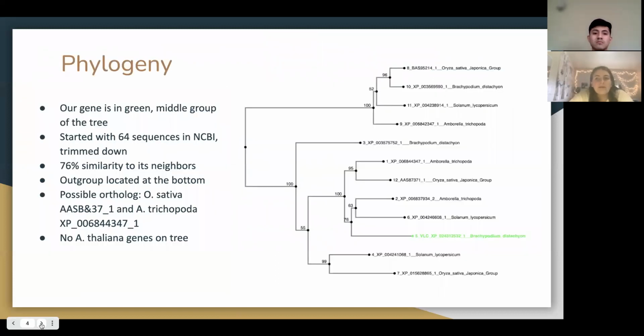We also looked at the phylogeny of our gene to know more information about its function. Our gene is shown in green in the middle of the tree. It has a 76% similarity to its closest neighbor, and it has orthologs of O. sativa and A. trichopoda. We were surprised to find that Arabidopsis thaliana is not on our tree because further research we did later on shows that there are some similar genes to ours.